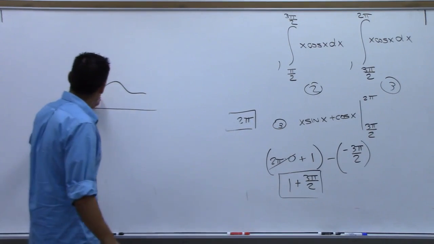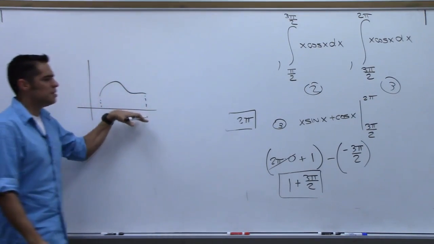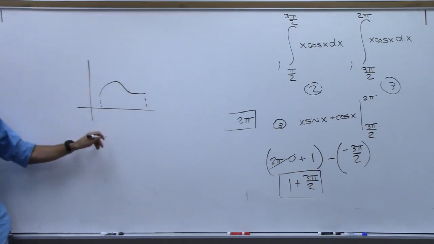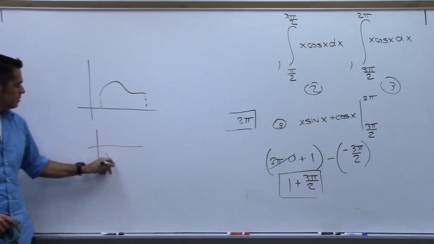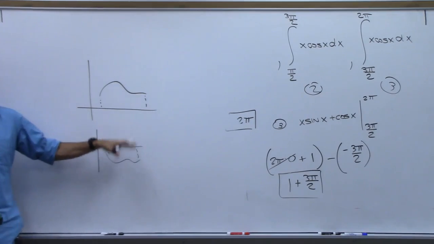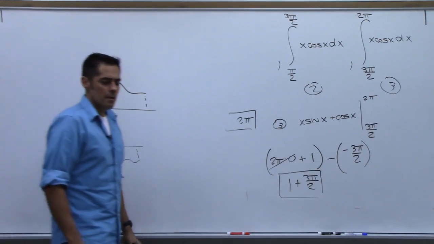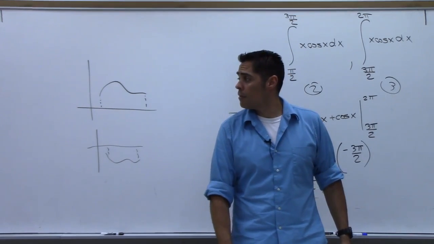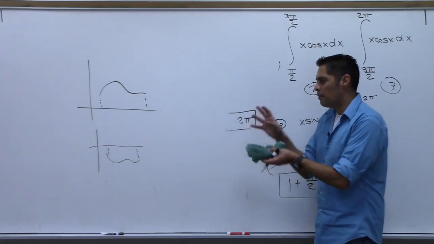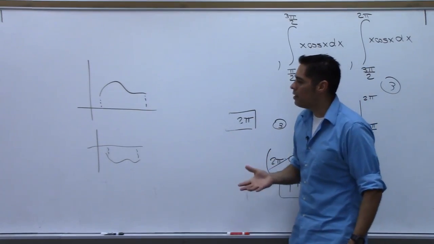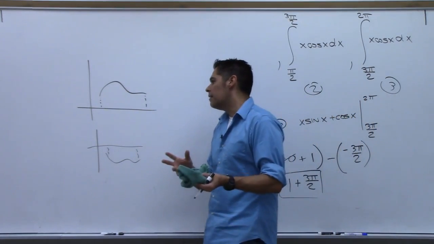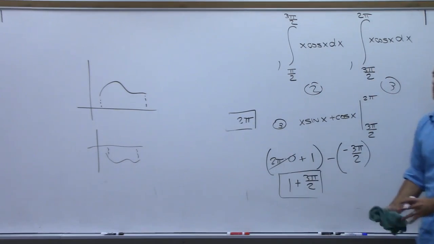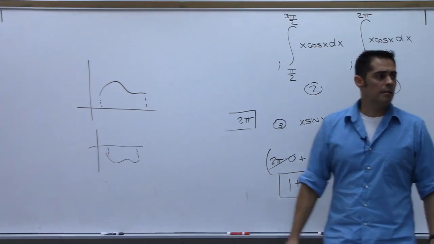So if the function is above the x-axis, then the area has to be positive. If the function is below the x-axis, then your area has to be negative. 7 splits them up. If you get a negative area, your answer is going to be right, it's just going to be negative. But if it's negative 2 pi, the area is really 2 pi. Right?